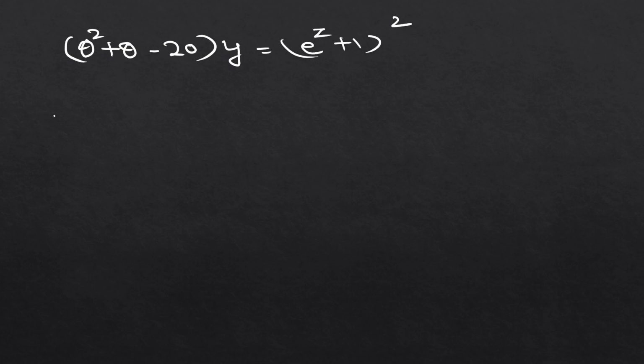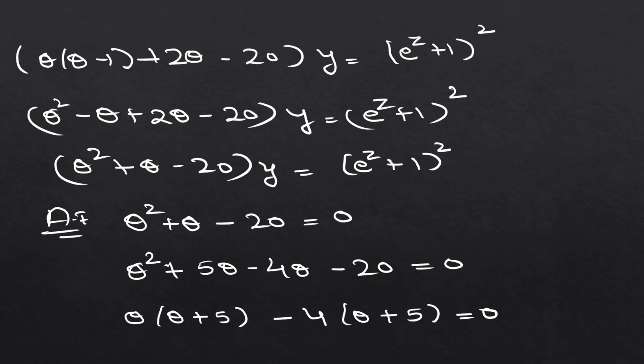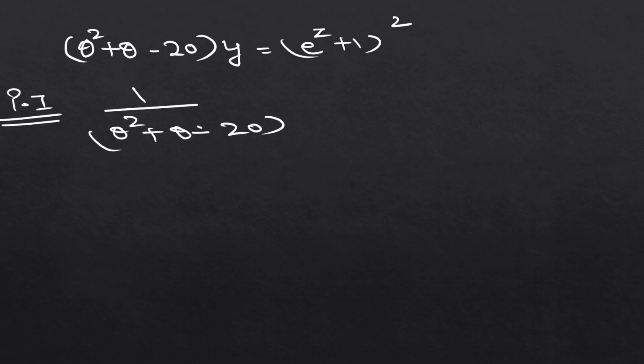How can we find the complementary function? How can we find the particular integral? It can be taken as 1 by theta square plus theta minus 20. So how can we solve it? It is (a plus b) whole square, a square plus b square plus 2ab. Then we can separate it out.